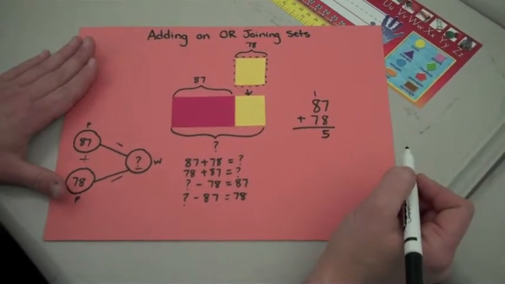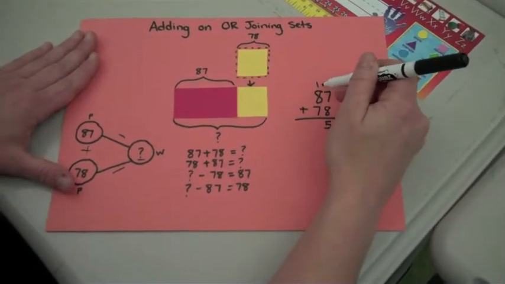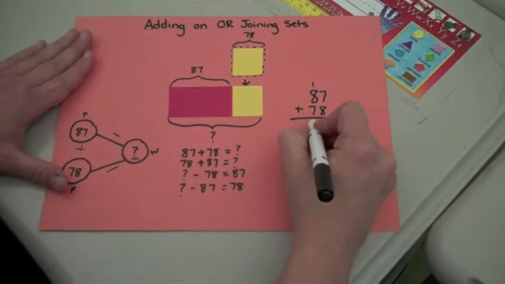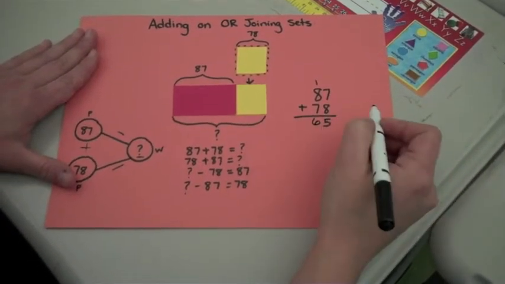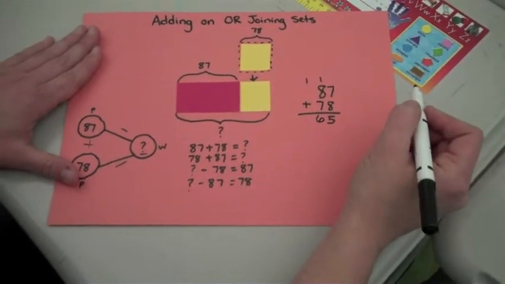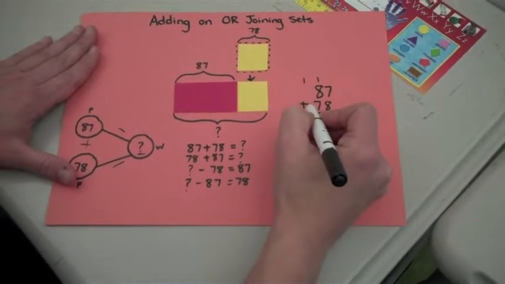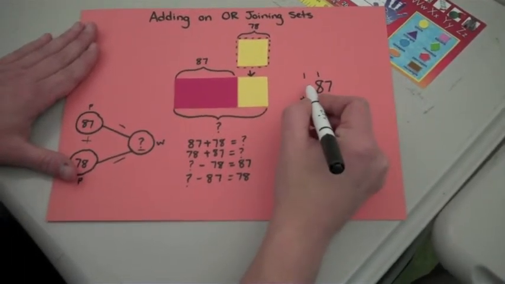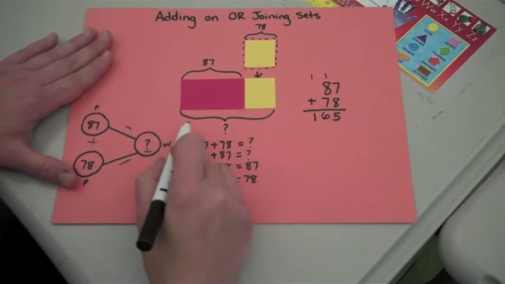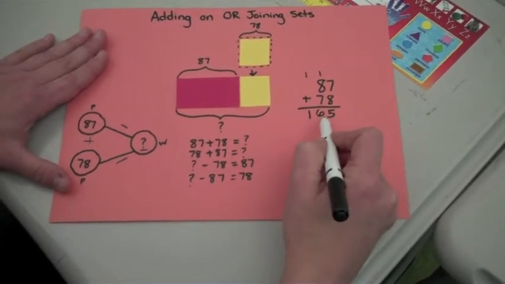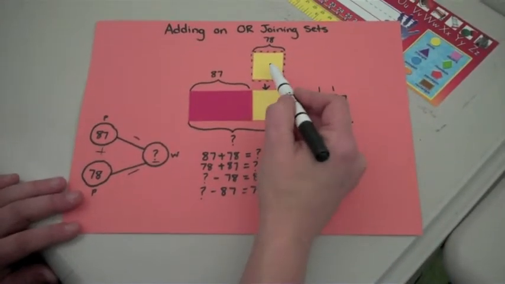Then when I look at the tens place, I see that 1 plus 8 gives me 9, and 9 plus 7 gives me 16. So when I regroup the number 16, I have 6 tens, and I have 1 in the hundreds place. Looking at the number 87 and 78, there are no hundreds in either of those numbers, so I have to add 1 to 0 and 0. And I know that 1 plus 0 is 1. So the whole number that we were missing was 165.